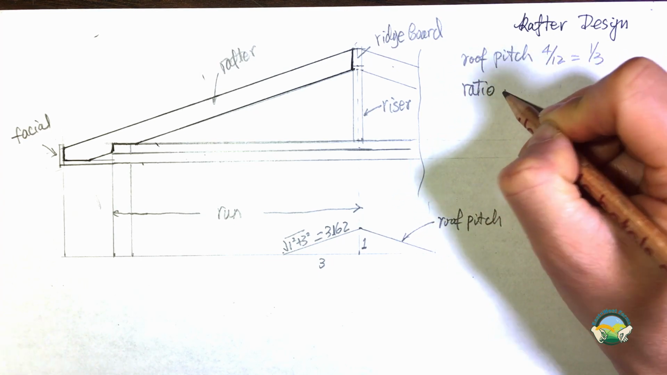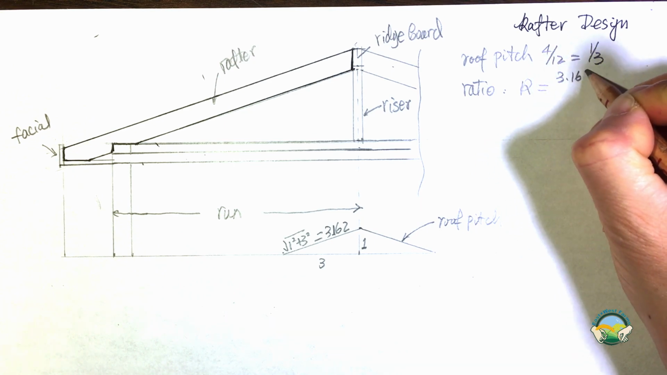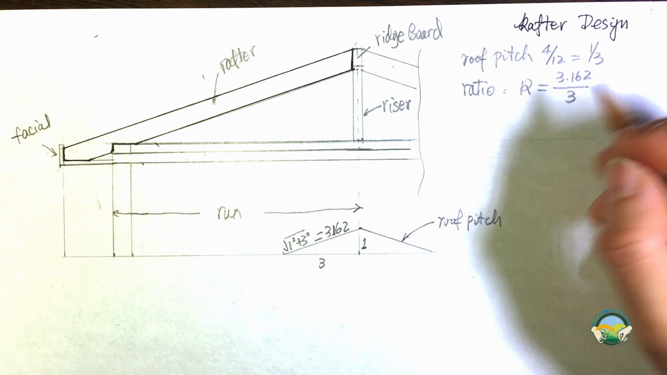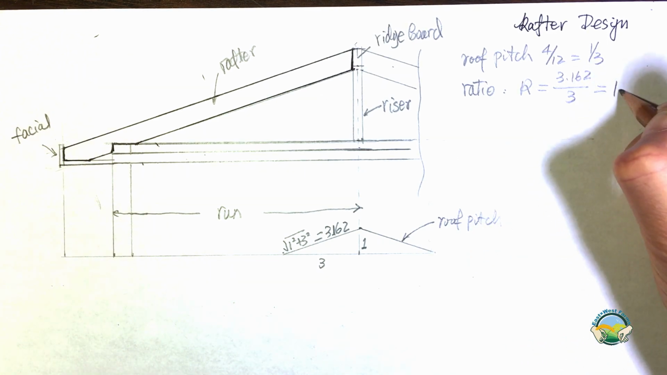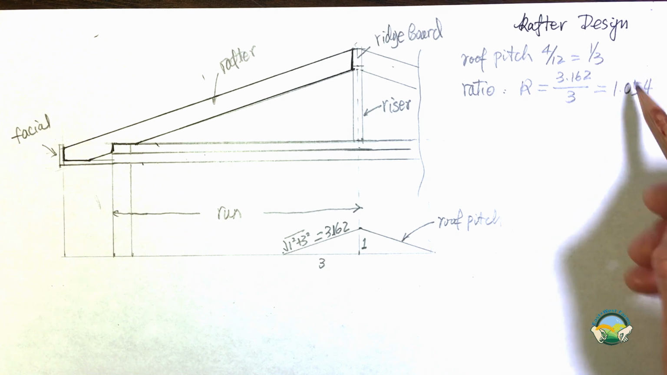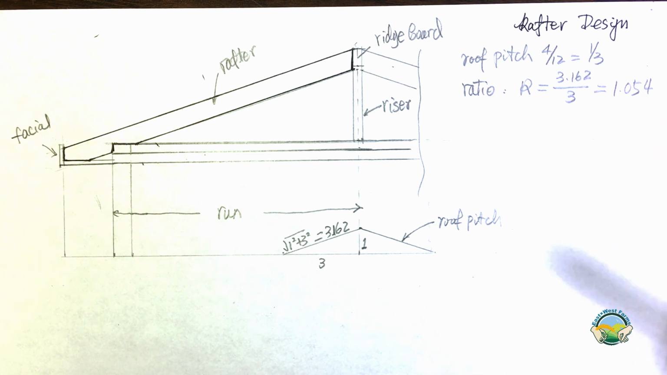So the ratio, I will call it R, is equal to the diagonal line divided by the horizontal, the large dimension, and that gave me 1.054. I keep a few more decimal points over here just to avoid a large round-off error.